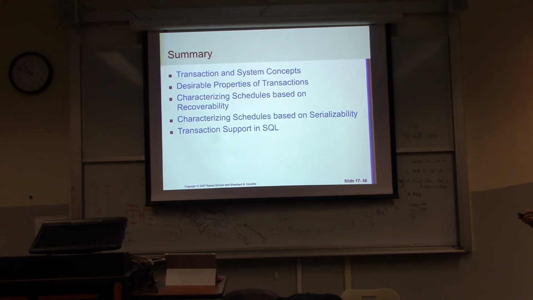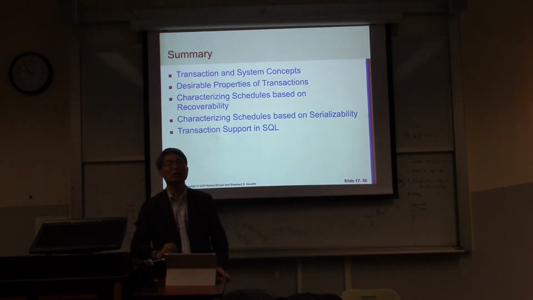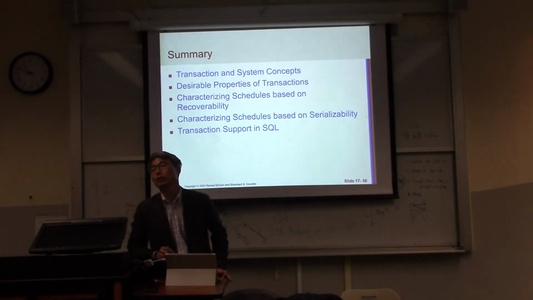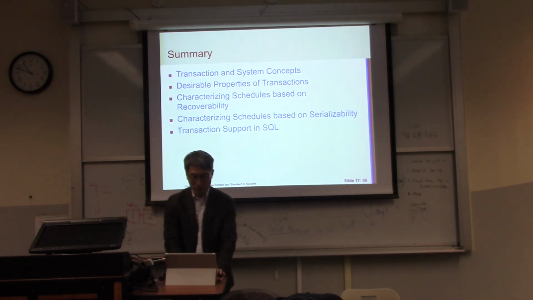Okay. Then this is the end of the transaction topic. Next class, we will talk about how to guarantee concurrency control using the two-phase commit, which will be the last topic of the class. Any questions? Okay, thank you, and see you next class.